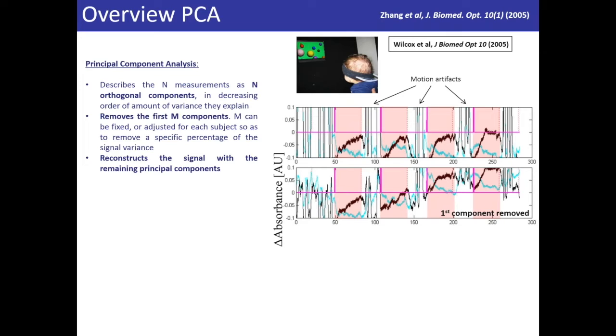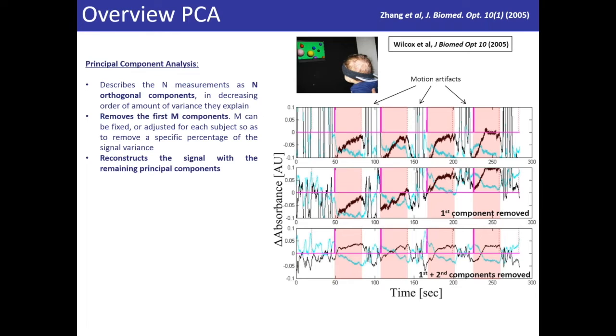Here a PCA filtering is applied to the signal. Only the first principal component is removed, and you can see the reduction in motion artifacts, but it's still there. So it's not as large as this here, but it's still there. And here, the first two principal components are removed, and the artifacts are much more reduced. Here, if you look at this blue line versus this and this, we have a much reduced motion artifact.